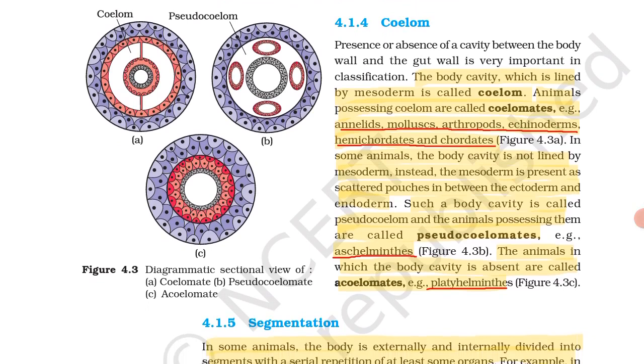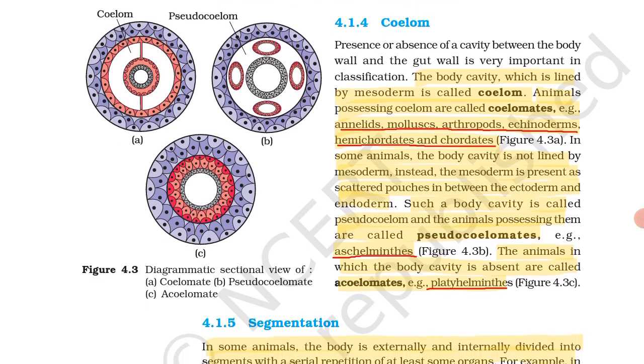We have seen earlier that mesoderm is the middle germinal layer, the outer germinal layer is ectoderm, and the innermost layer is endoderm. So the body cavity in which mesoderm is present is called coelom, and the animals are coelomates. See figure 4.3a: the body cavity is lined by mesoderm, it is called coelom.